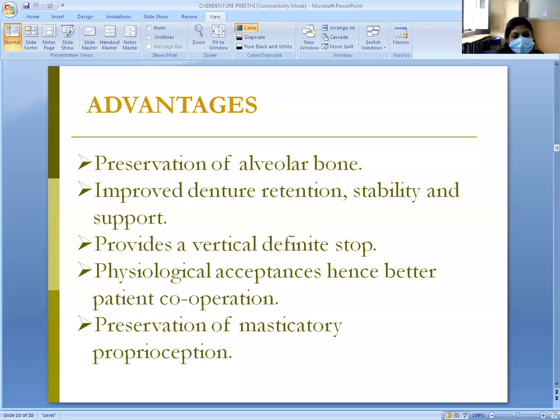And the advantage of overdenture is preservation of alveolar bone. So the presence of teeth is very important for the preservation of alveolar bone.